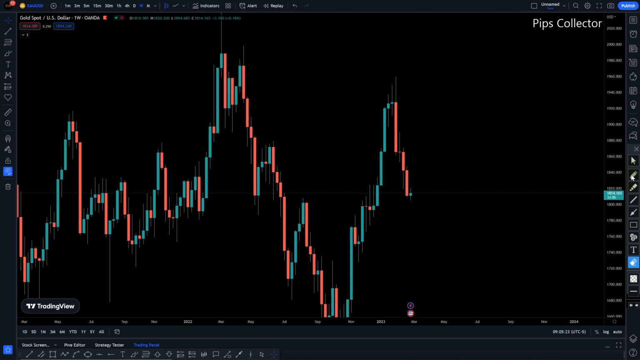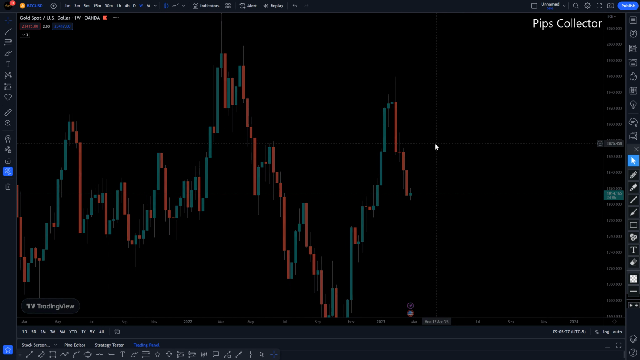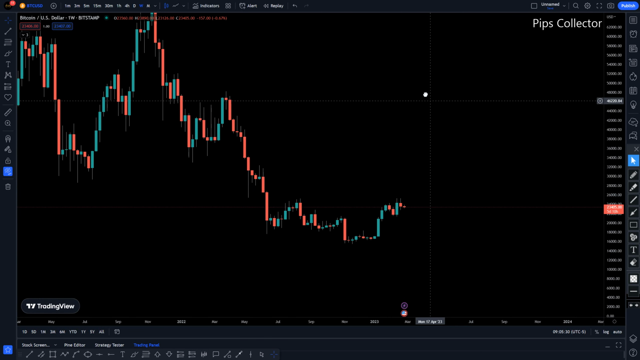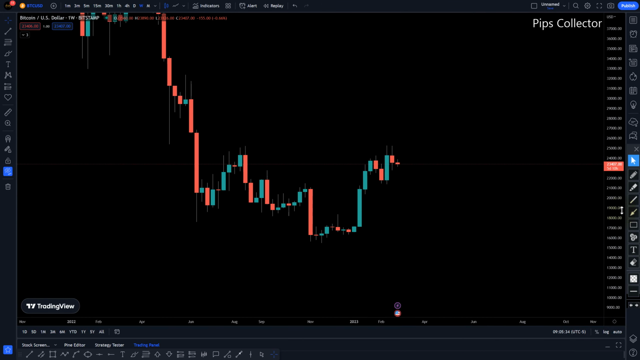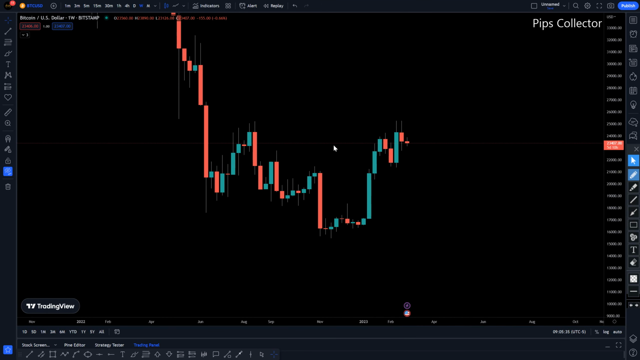The next thing on my watch list, the last but not the least, is Bitcoin. Now for Bitcoin, Bitcoin is printing a very beautiful market structure, setting up for a strong impulsive leg to the upside. Okay, this is what I mean. This is the impulsive leg. This previous day, previous week's candle bearish, however weak. This week's candle bearish, and again weak.